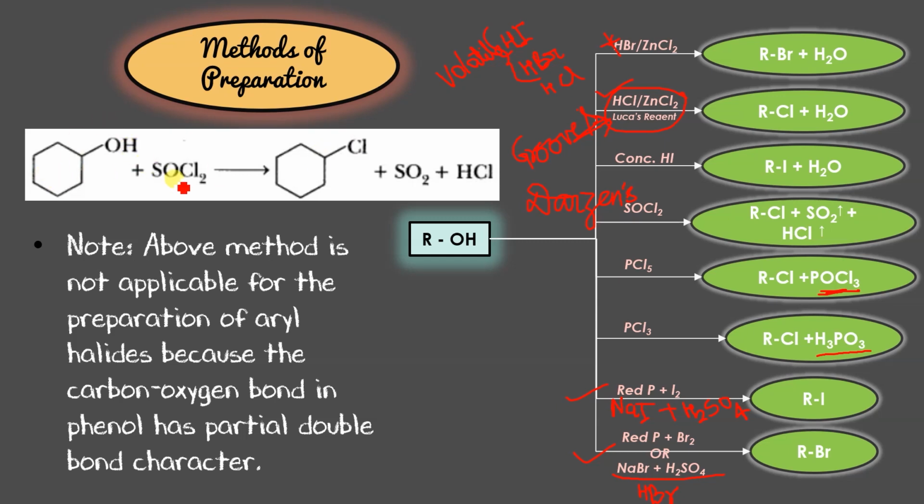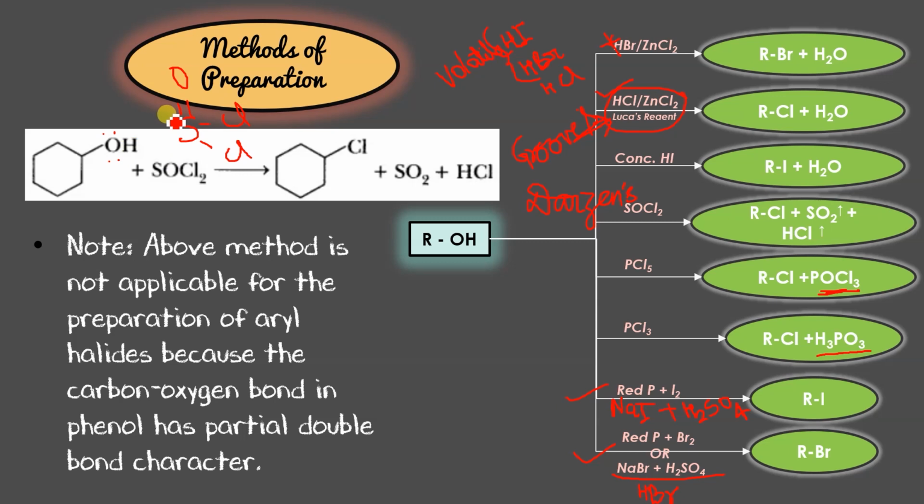Now this is the method. Like we can use this, SO2 will form and H will come over here. If you see the mechanism, this is the structure. Let me show you the mechanism over here. This is SO, and this is Cl and this is Cl, isn't it? Okay, so here what is this? Lone pair.